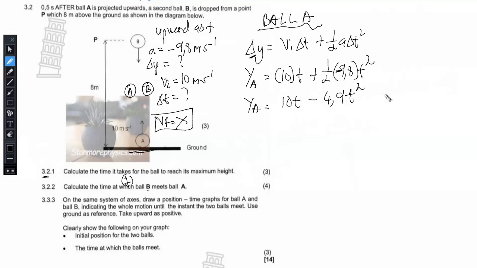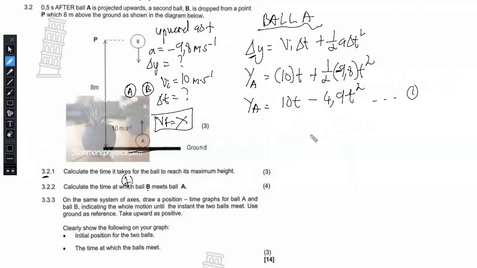So delta y, we will write it as y of A. And then what's my vi? It's 10. My delta t, let me just substitute it as t because we don't know the time at that point, plus half, and then 9.8, and then here I have t squared. So pardon me there, this is negative 9.8. So this is y1 is equal to 10t minus 4.9t squared. Let me call this equation 1.